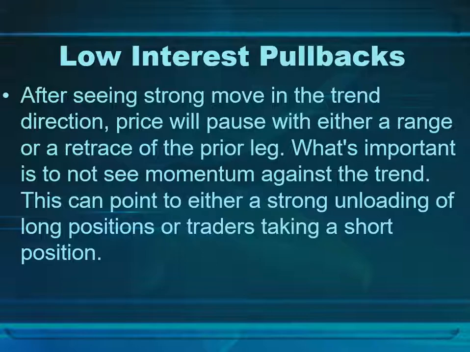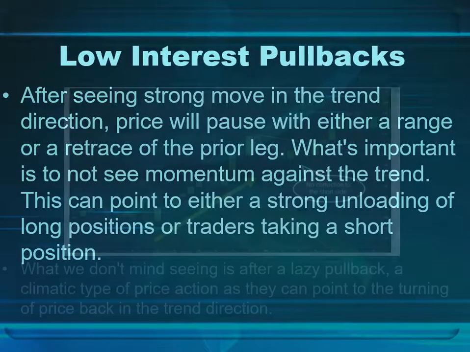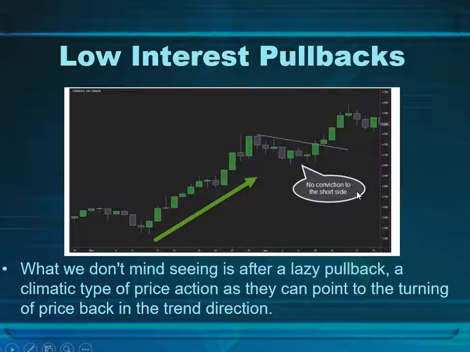Now another type is the low interest pullback, with no conviction on the shorter side. What we don't mind seeing is, after a lazy pullback, a climactic type of price action that can point to the turning of price back in the trend direction.